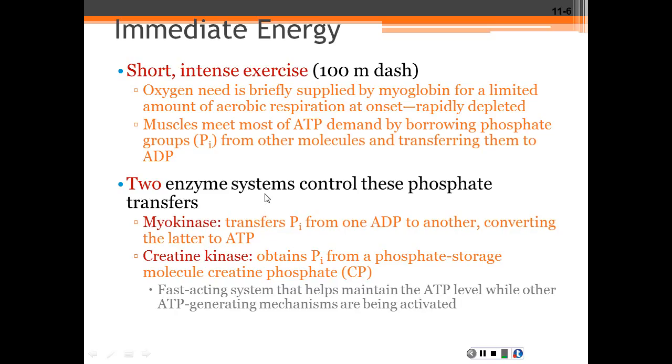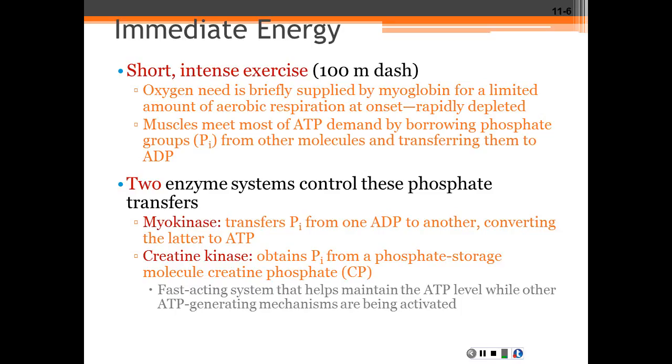In this particular exercise, a short, intense exercise, we get the oxygen from the myoglobin. So the muscle is going to borrow these phosphate groups from another molecule and then transfer them to ADP to form ATP. Now remember, ATP is adenosine triphosphate. So it has 3 phosphates on this adenine molecule. ADP is adenosine diphosphate, so it has 2 phosphates on this adenine molecule.